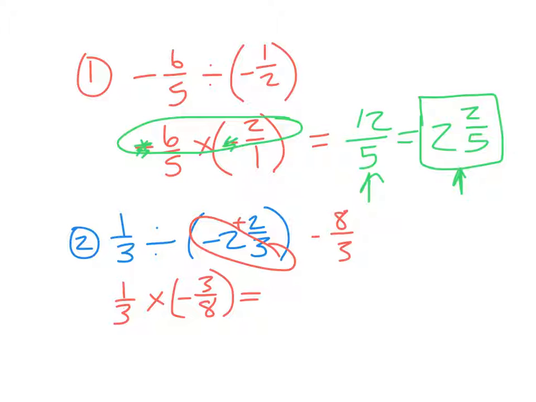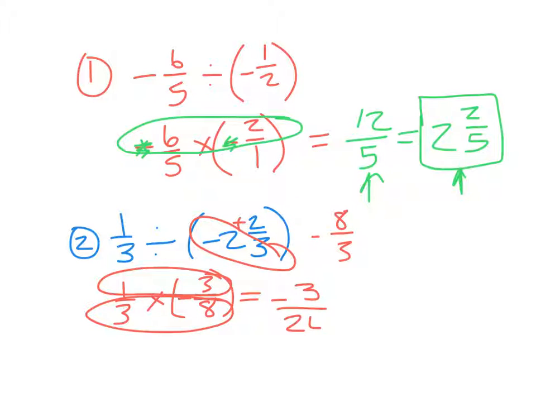Now we multiply. We have a negative times a positive, so what's my answer going to be? Negative. Now I do 3 times 1, which is 3. 8 times 3 is 24. Can I reduce 3 over 24? Yes. It's just 1 over 8.